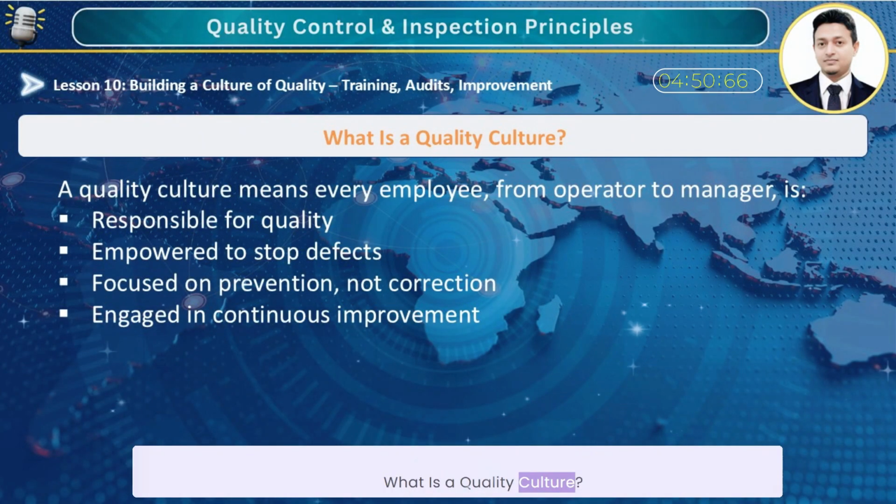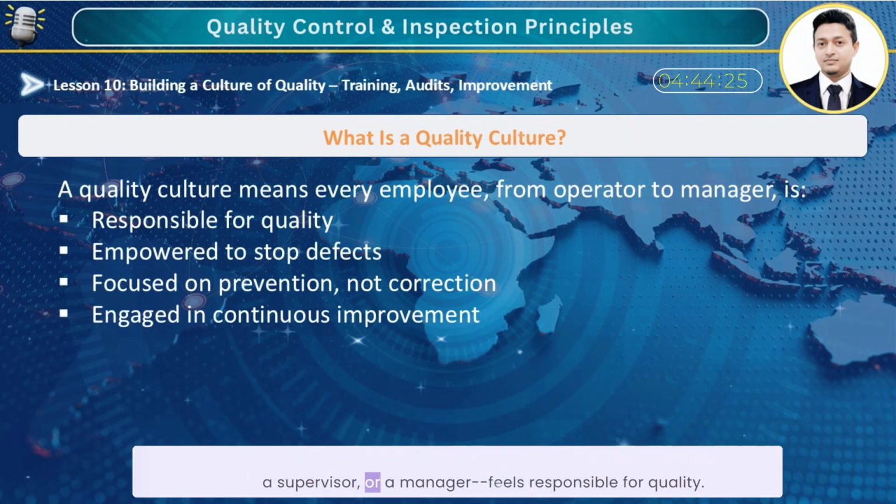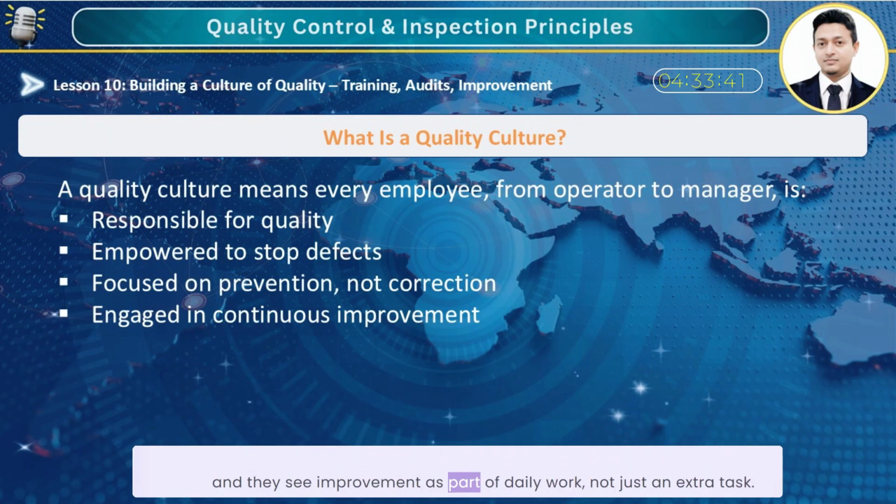What is a quality culture? A quality culture means that everyone in the factory, whether an operator, a supervisor, or a manager, feels responsible for quality. They are empowered to stop defects, focused on preventing problems instead of fixing them later, and they see improvement as part of daily work, not just an extra task.